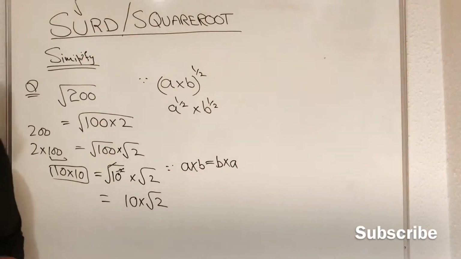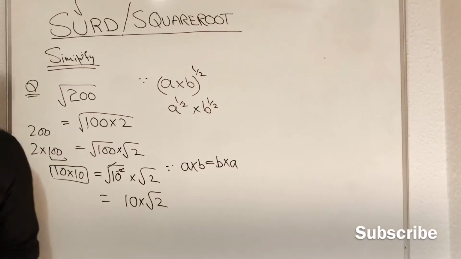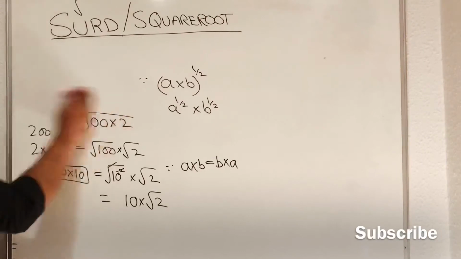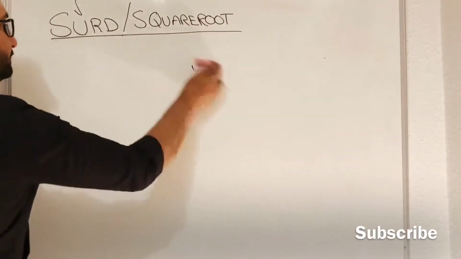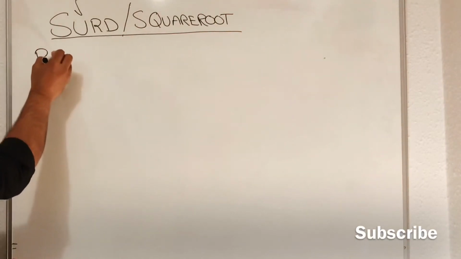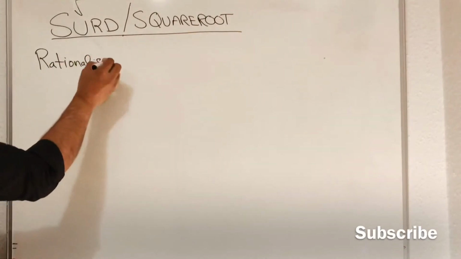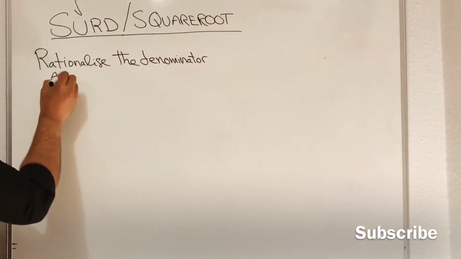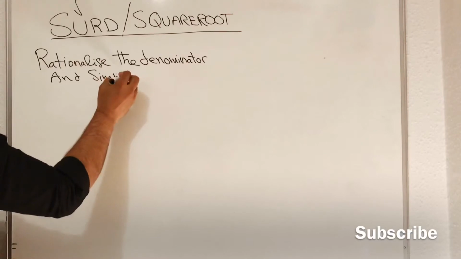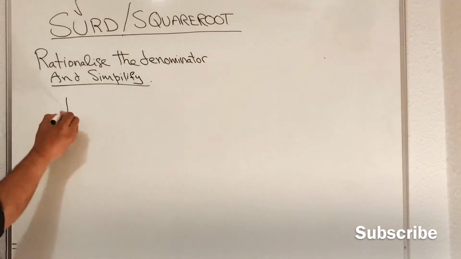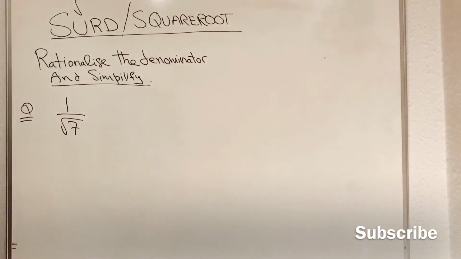Now another part comes up, we have to rationalize. What is rationalizing? If there is any square root or surds in a denominator, we have to rationalize that denominator. They will ask you to rationalize the denominator and simplify to its simplest possible form. If the question comes like that, this is a question. They are asking to rationalize the denominator.